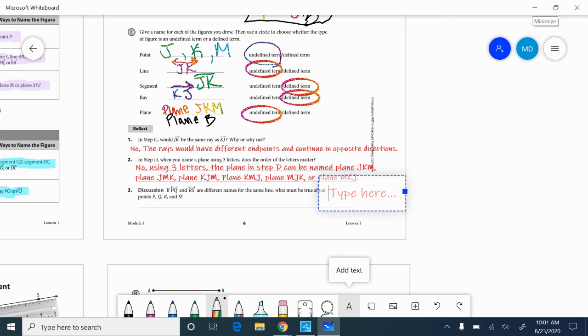So what must be true? What must be true is that the 4 points all lie on a common line. And that's what we can deduce from that.